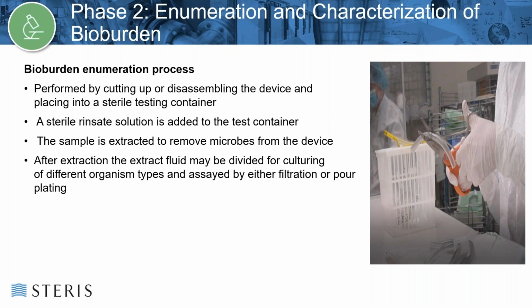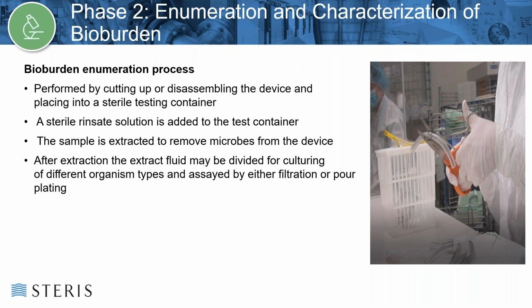A sterile rinsate solution is then added to the test container. Generally, suspension fluids such as buffered water or buffered water with a surfactant are used. The sample is extracted to remove microbes from the device. There are a variety of extraction methods which can be used individually or in combination based on material rigidity and design, such as sonication, mechanical shaking, vortexing, or stomaching. After the extraction process, the extract fluid may be divided for culturing of different organism types.